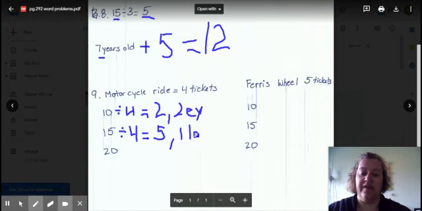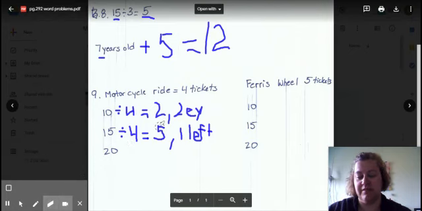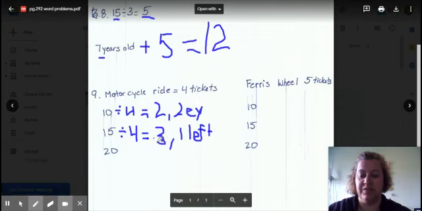She could go on it 5 times. Sorry, she can go on it 3 times, but not 5. Let's erase that. Mrs. Bird just made a mistake, so let's erase this. She can go on it 3 times, but she would have 1 left over. Okay, now if you weren't sure how to do that, we would need to put them into groups of 4. So you could just count them out into groups of 4.